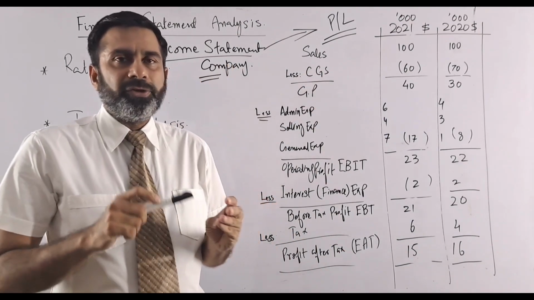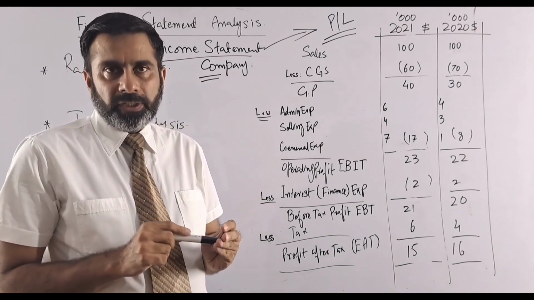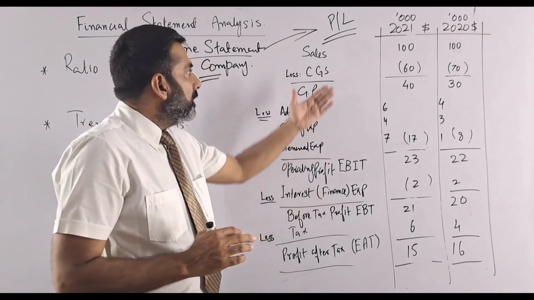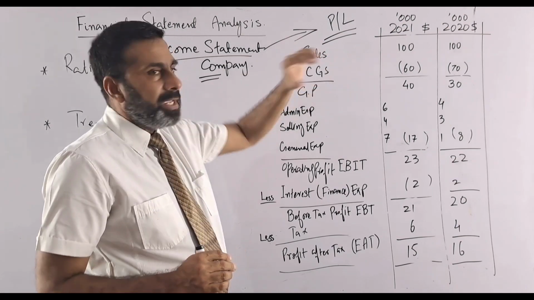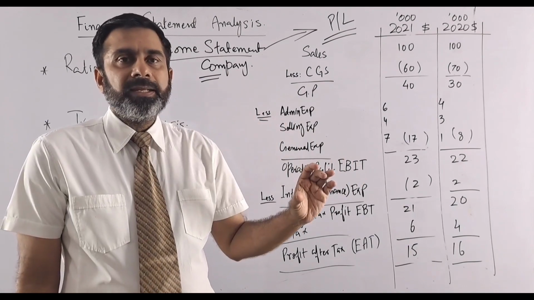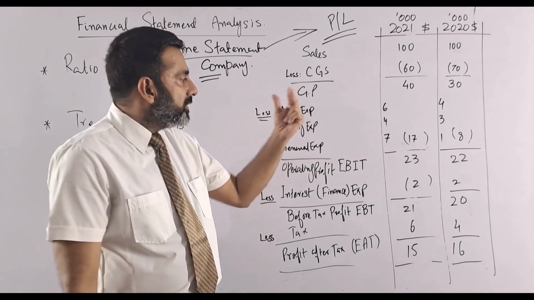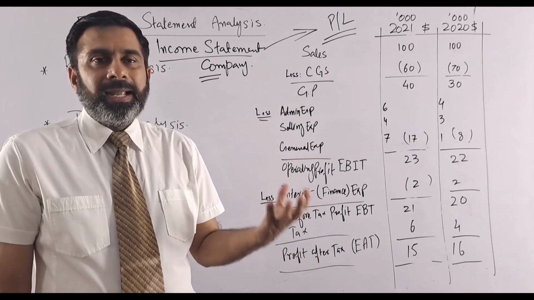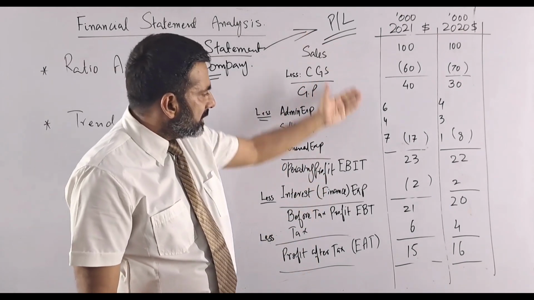Now, the format. Most companies are using these formats. We are talking about trading companies and manufacturing companies, not service companies or banks. So normally we have the company name, the date or period, and then the specific year for which it is prepared.